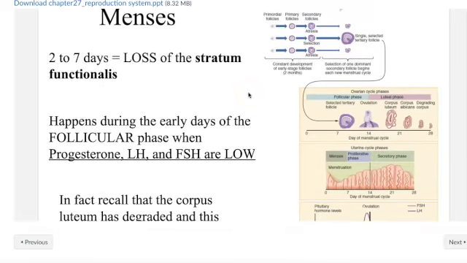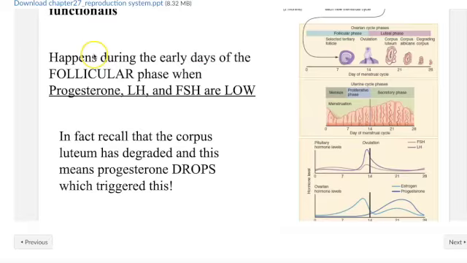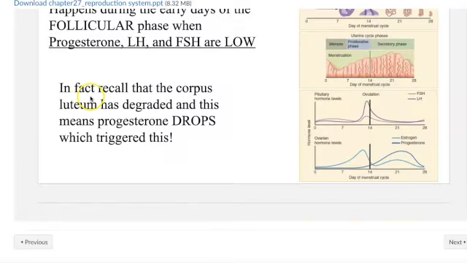When you have your menses for 2 to 7 days, that's when you lose your stratum functionalis. So that's the layer that will shed. I have a video to show you as well. This happens during the early days of the follicular phase, when progesterone, luteinizing hormone, and FSH are low. Recall that the corpus luteum has degraded, and this means progesterone drops, which triggers this.